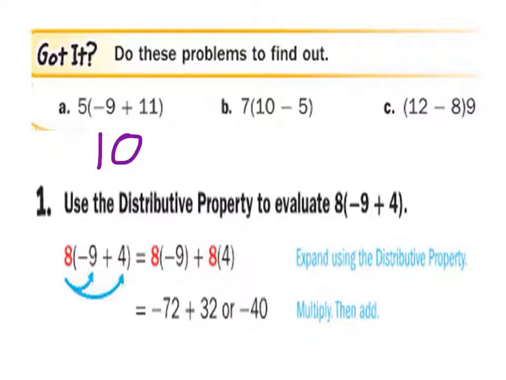All right, what is the answer for B? 70 minus 35. Oh, 35. Right. Good. What about C? 36. 36. You guys, another example where people struggle, okay?